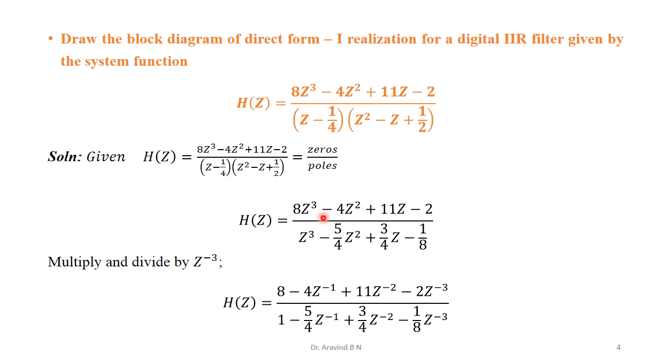Now convert the positive power of z into the negative power of z. To do that, identify the highest power of z present in the numerator and the denominator. Then multiply both numerator and denominator with its equivalent negative power of z. That is, multiply and divide by z to the power of minus 3. Then we are going to get H of z equal to all terms in negative power of z.